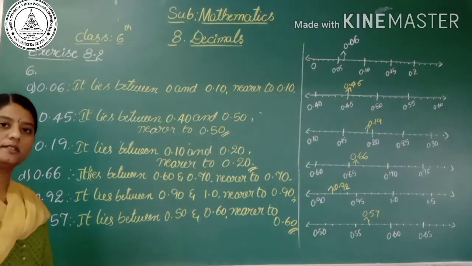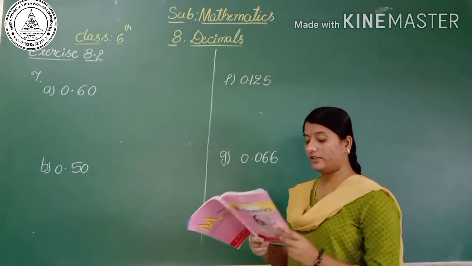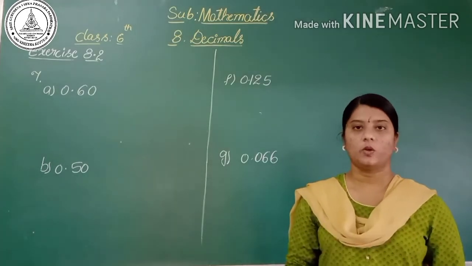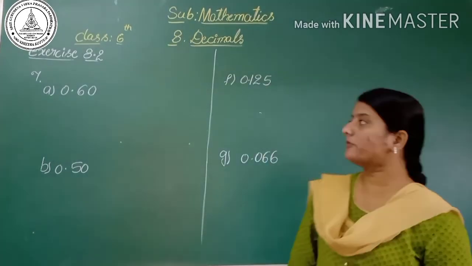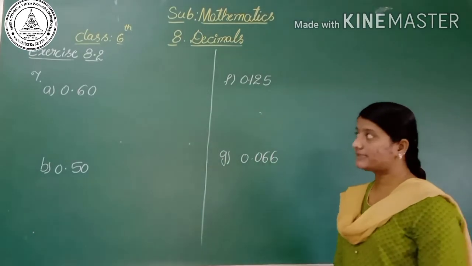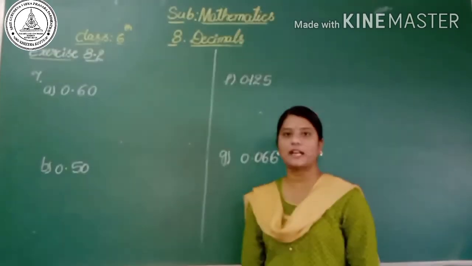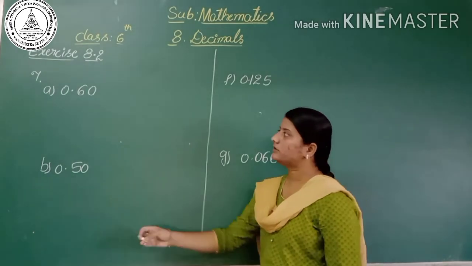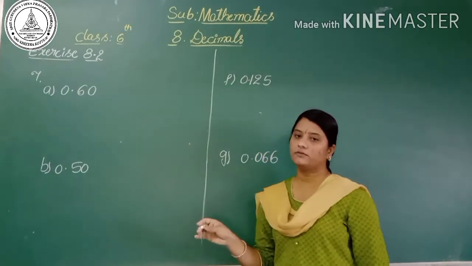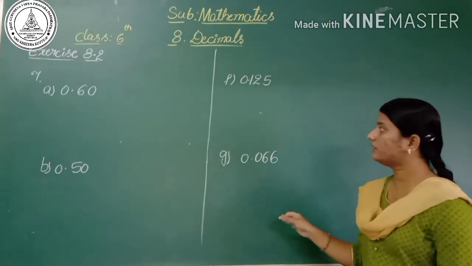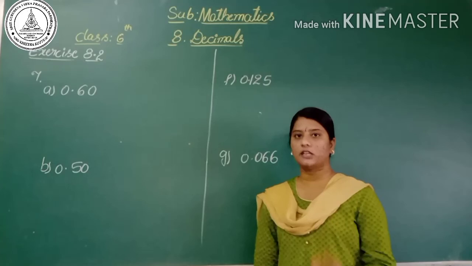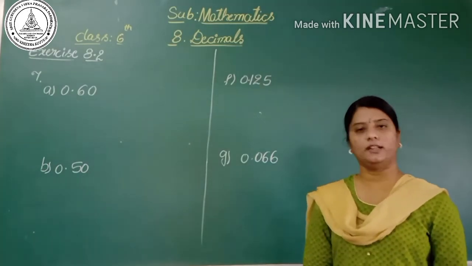Then let's go to the seventh question. The seventh question is: write as fractions in lowest terms. Here they have given some decimal numbers, we have to write them as fractions and simplify them. Here they have given 6 questions. I have taken 4 questions here. The rest of the 3 questions you have to do on your own in the notes.